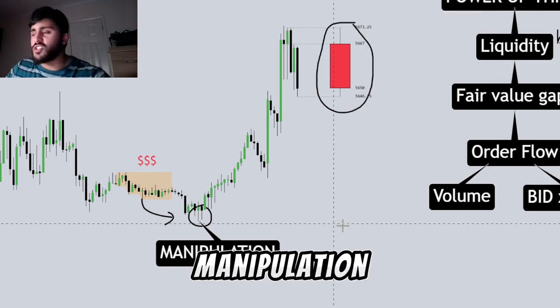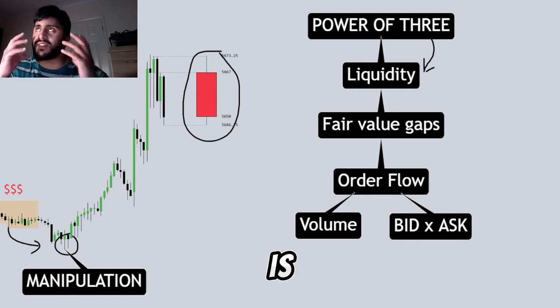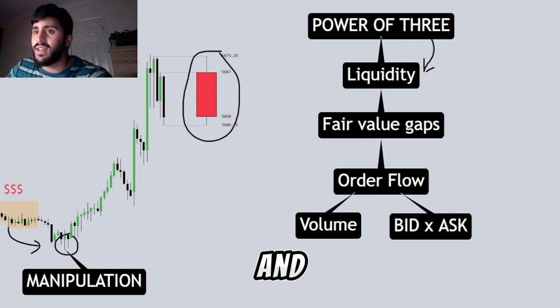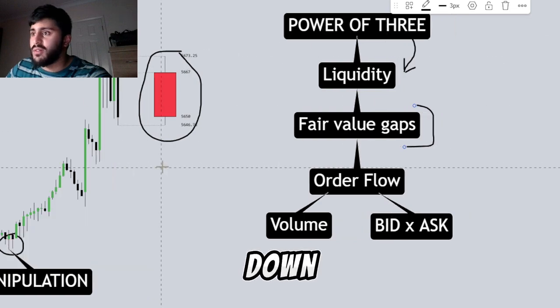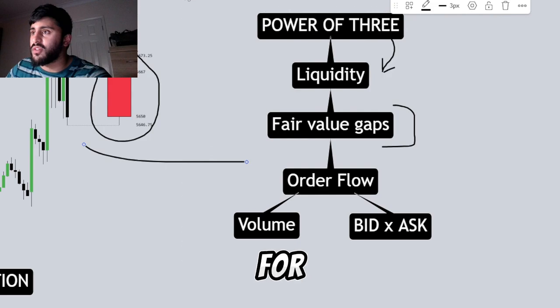So once we have a manipulation, you're now looking at the next thing, which is fair value gaps. And fair value gaps are the lifeblood of my trading, right? Fair value gaps are probably the only ICT concept you need outside of the power of three, and it is the most important concept. So fair value gaps, right? So let's kind of break this down. And I often get questions about this. So I'm going to clear this up for the crowd today.